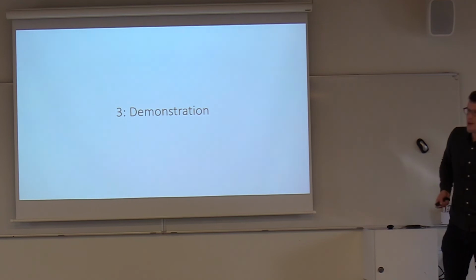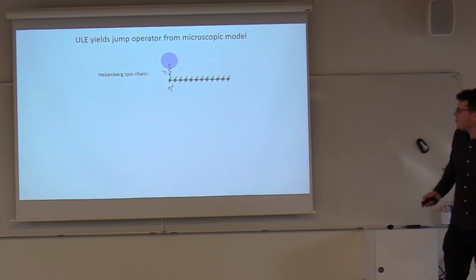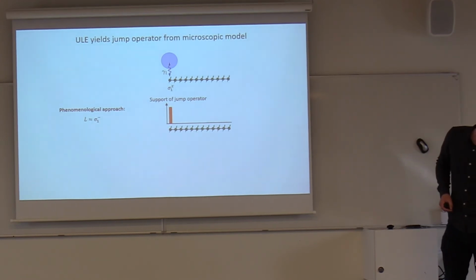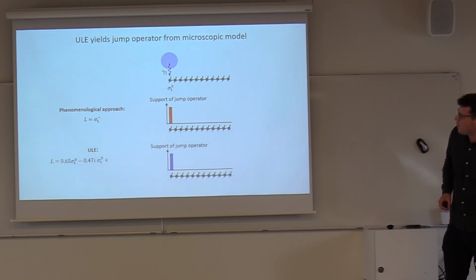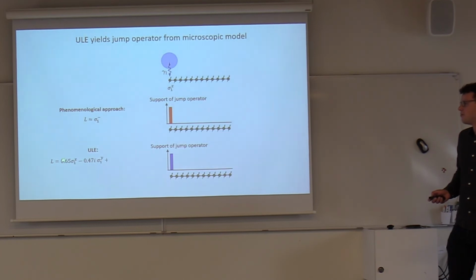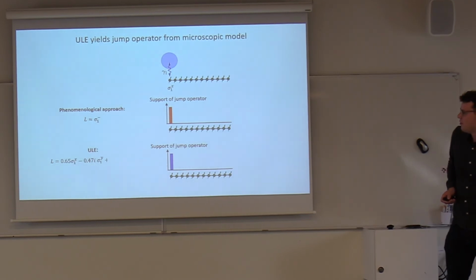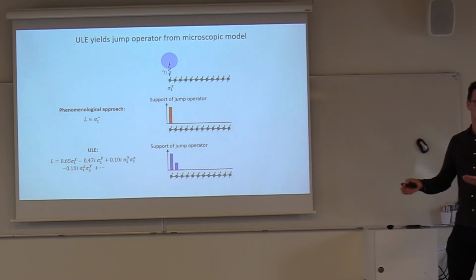And now I will give you a numerical example with this Heisenberg spin chain using the parameters I showed before. The phenomenological approach would just give you a jump operator with support on the leftmost site. But now we do the actual computation with this ULE approach. And what we get first is a large contribution from the first site. And if you look, this looks a lot like the lowering operator, but there's also a component which contains the raising operator. There are also some corrections to this jump operator, and these corrections have support further in the chain. So it's possible to say that actually this phenomenological approach wasn't so stupid. It was pretty accurate, but now it's possible to get the corrections systematically.